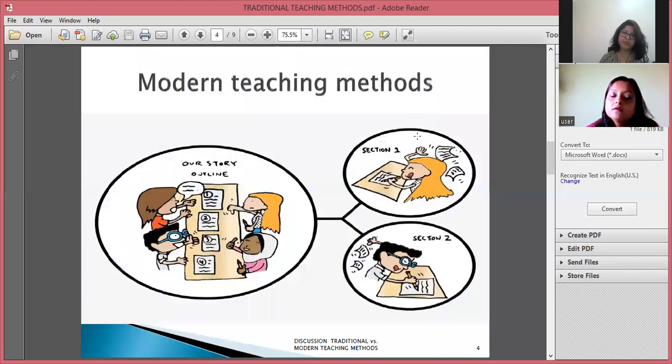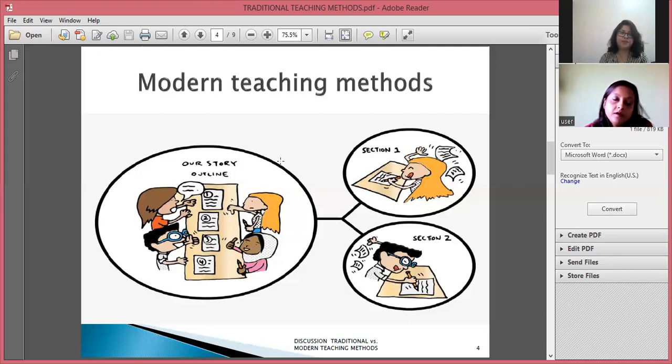Next, we try to understand the modern teaching methods. There is some method of teaching. You can see in this picture that in section 1, one girl is trying to write something, but she can't. In section 2, the boy is also trying to do something, but he isn't able to write.